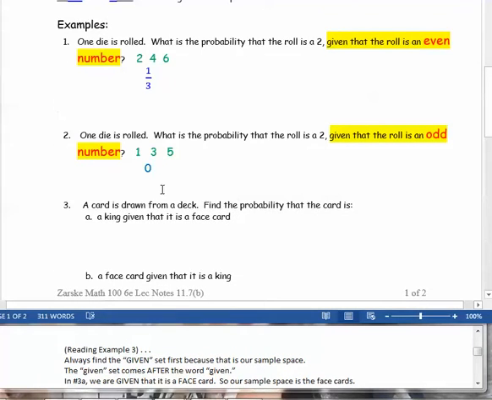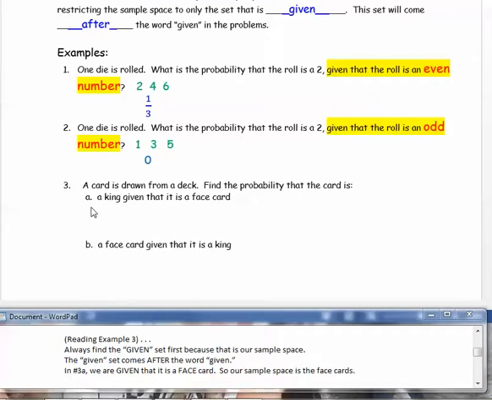Example 3 says a card is drawn from the deck. Find the probability that the card is a king given that it is a face card, and then a face card given that it is a king. Always find the given set first because that is our sample space. The given set comes after the word given.